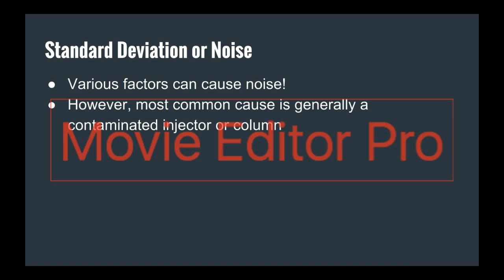Standard deviation or noise. Noise is unwanted information that reduces the accuracy of a reading. Noise can be caused by a variety of factors in GC. However, the most common cause is typically a contaminated injector or a column.